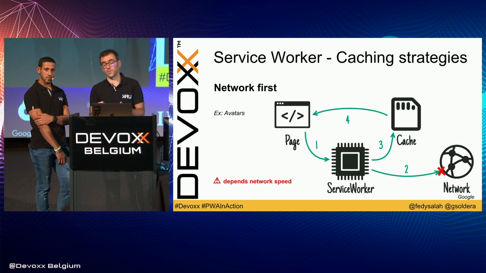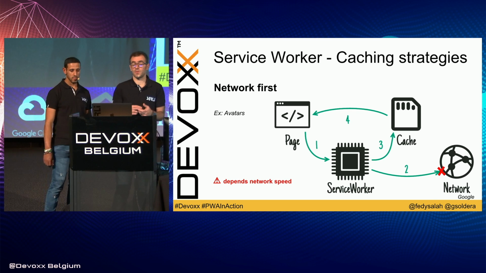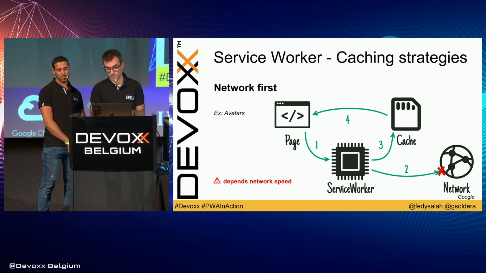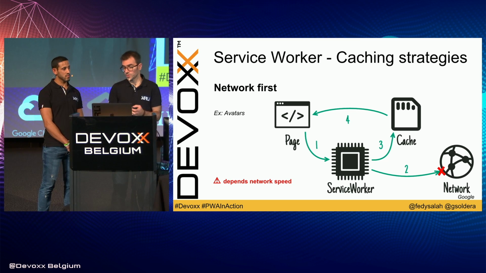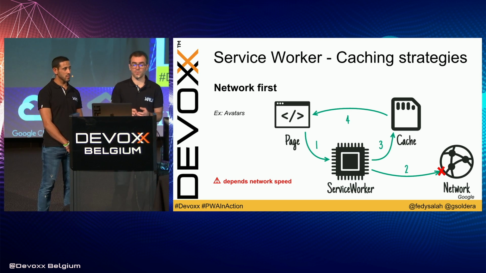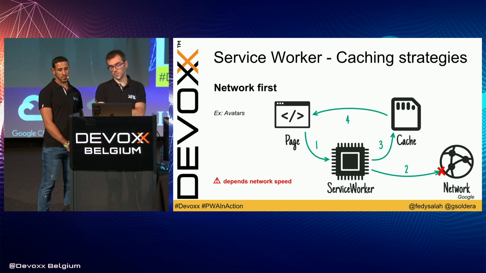So we look up into the cache first to check if it has a new version, or if it has no connection or poor connection. It looks up into the cache. With this strategy, be careful about the network speed, because it takes time to make a request depending on your connection speed.